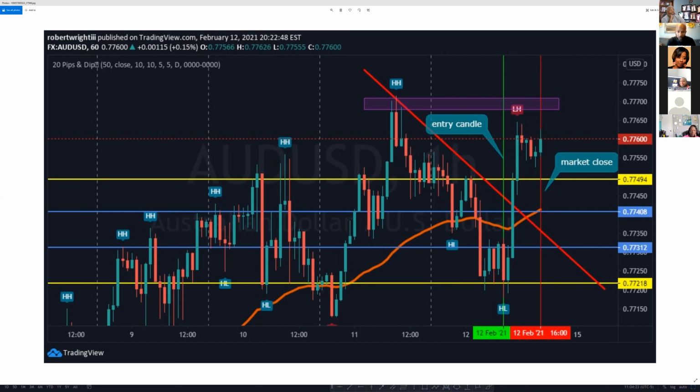So this was basically a strategy that I wanted to try. Okay, basically, where the green line is, that's the candle that I came in on.